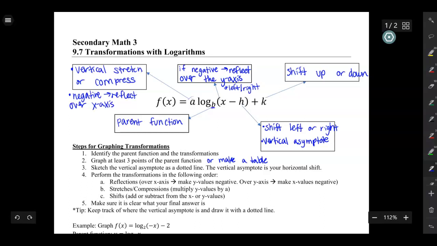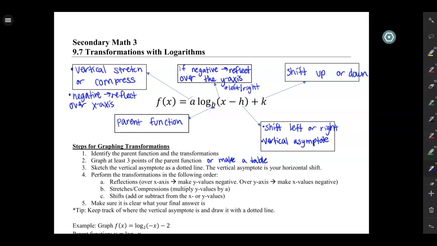Okay. After you've taken care of your reflections, then you're going to do your stretching or compressing. If you have an a value, then you're going to multiply your y values by a. Then you're going to do your shifts. If you're shifting left or right, you're going to change your x values. If you're shifting up or down, you're going to change your y values.